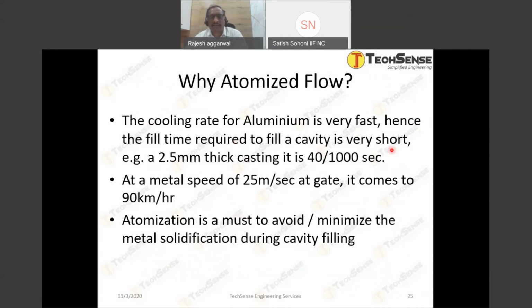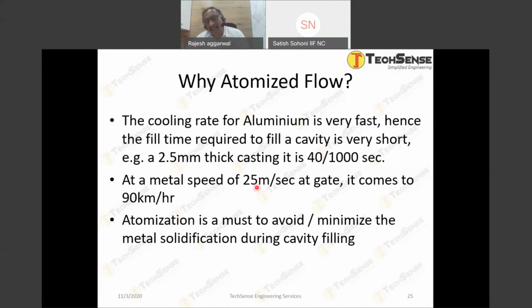The cooling rate is very fast, and as I was saying, it is not 40 seconds, it is 40 milliseconds, meaning 40 divided by 1000 seconds. And the minimum metal speed desired for high pressure die casting is 25 meters per second at the gate, which already comes to a speed of 90 kilometers per hour. Why are we converting this to kilometers per hour? Because it is easy for us to understand. We can easily correlate with the speed of our two-wheeler or four-wheeler when we are driving on the road. So this 25 meters per second goes to 90 kilometers per hour.